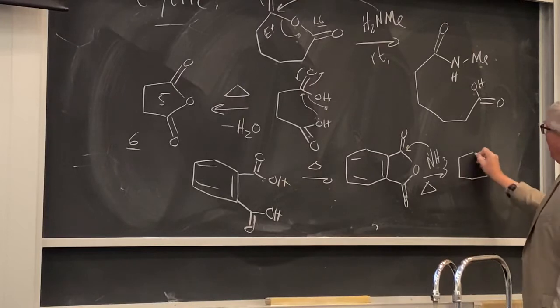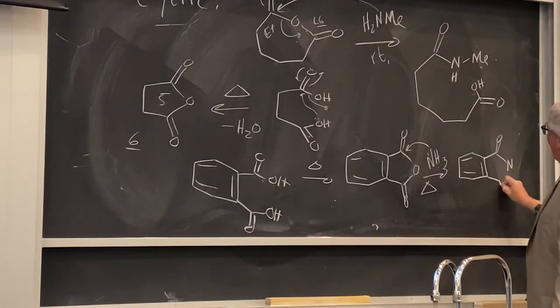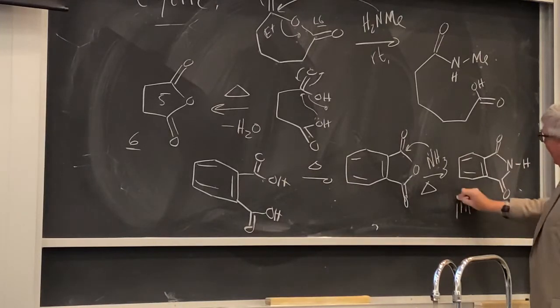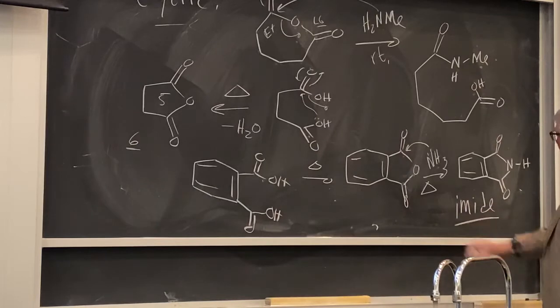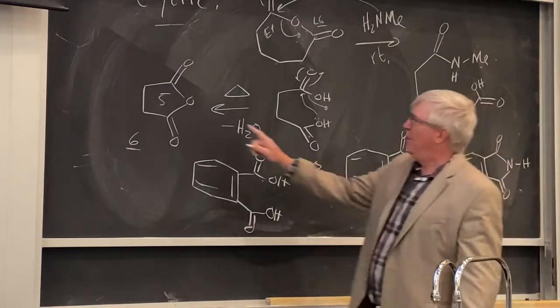But you can draw the mechanism for this too. You can make the imide, it's called. Okay, there's another functional group for you. An imide is actually a diacylamine. And don't worry about that, but there's a bunch of these.